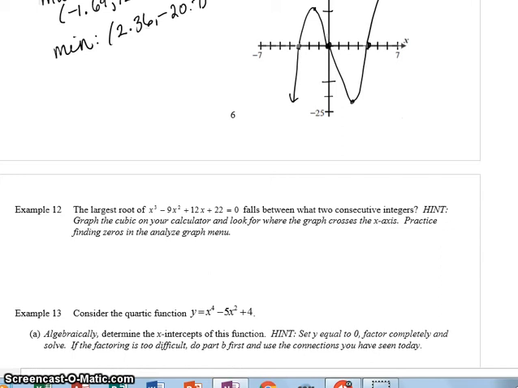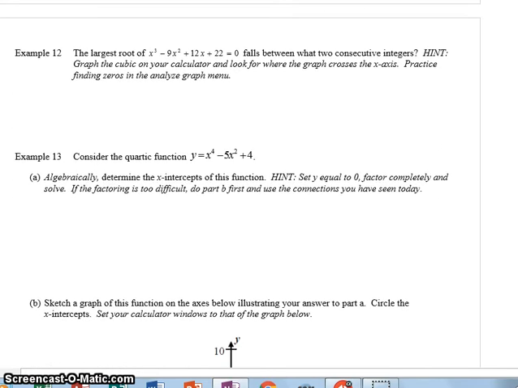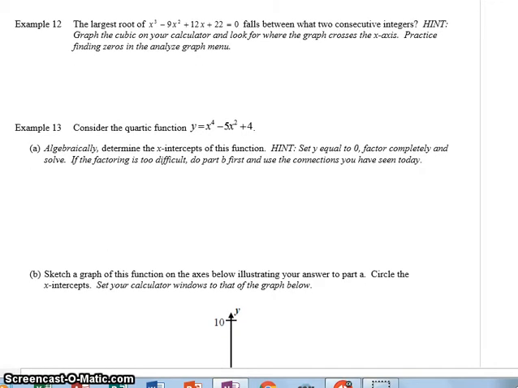Moving on to example 12. The largest root of x cubed minus 9x squared plus 12x plus 22 falls between what two consecutive integers? Okay, so the only thing I did was I went to practice finding the zeros. So now it is talking about the roots. So the roots are the zeros.